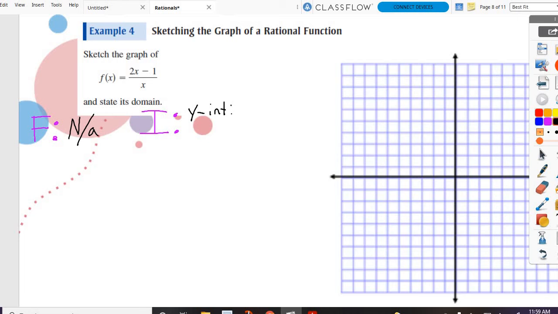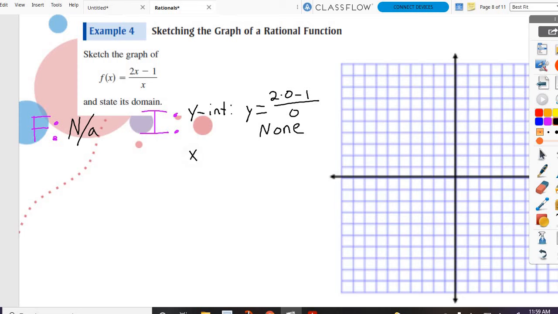Because if I'm on my y-axis, which is what it means to be a y-intercept, y can be any number, but what does x have to be? 0. So what do I want to do? Set x equal to 0. So we would have y equals 2 times 0 minus 1 divided by 0. So what happens? It's undefined. So that means that we don't have one.